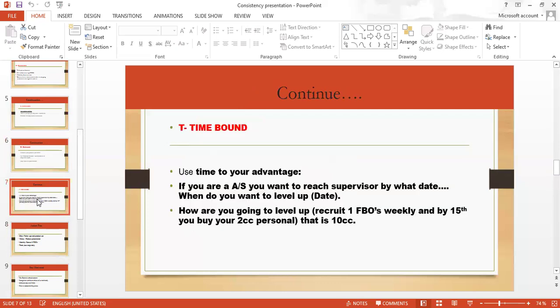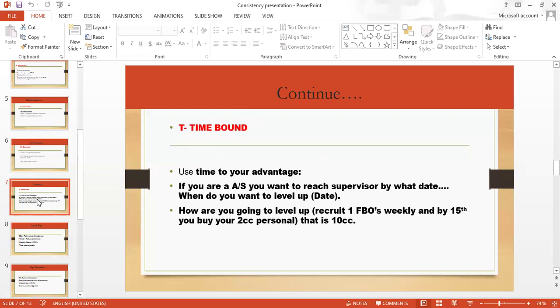Okay. And your goal should be time bound. You need to put a time, like, okay, next month is June. I want to level up. I'm an assistant supervisor. I want to be a supervisor. When do I want to be a supervisor? And how am I going to do it? Use your time to your advantage.